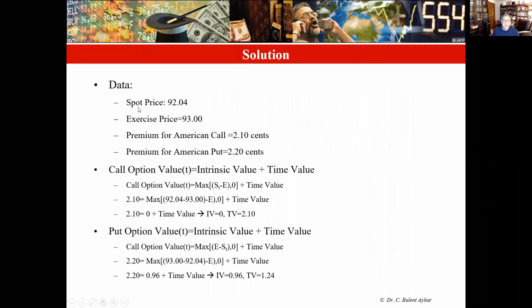So in this case, the data that we have is the spot price 92.04, exercise price 93. So the premium for American call is 210 and American put is 220. And the call option value, as we mentioned, is composed of intrinsic value plus time value. And we can calculate the intrinsic value as the maximum of this difference and 0 in this particular case. Since this difference is equal to 0, time value is equal to 210 cents per 100 Japanese yen.